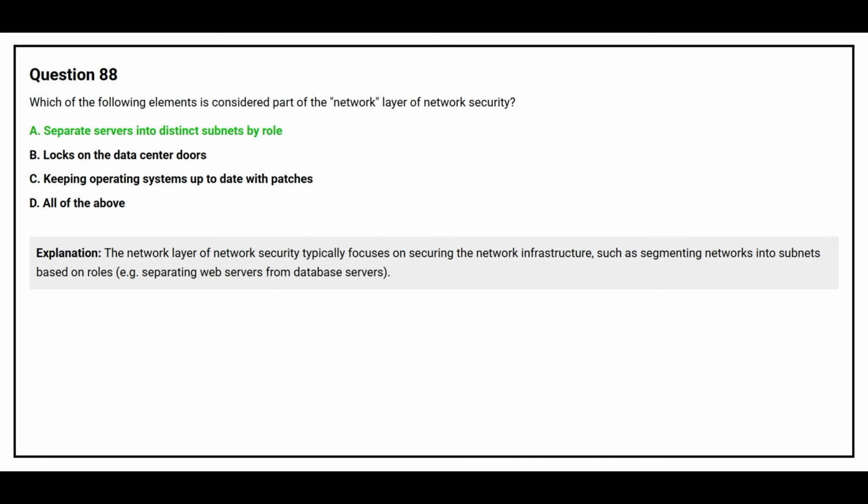The network layer of network security typically focuses on securing the network infrastructure, such as segmenting networks into subnets based on roles. Example, separating web servers from database servers.